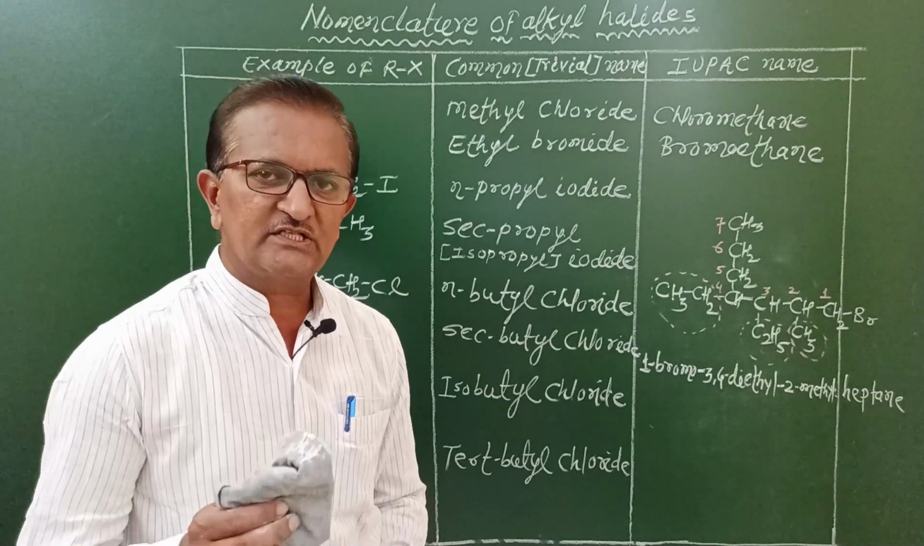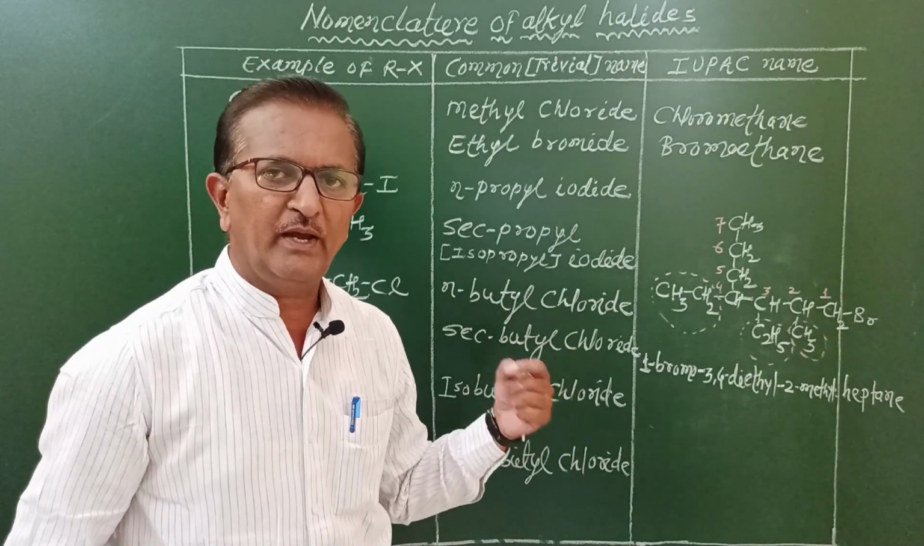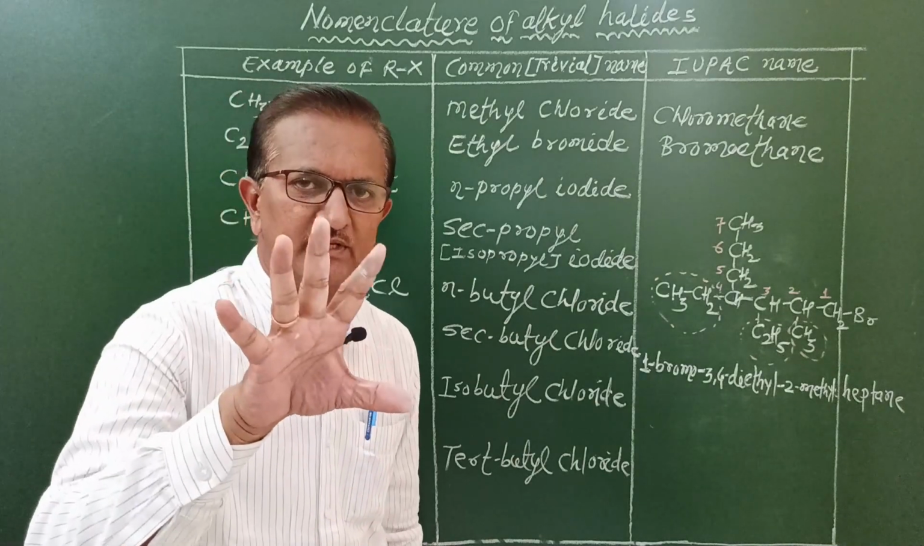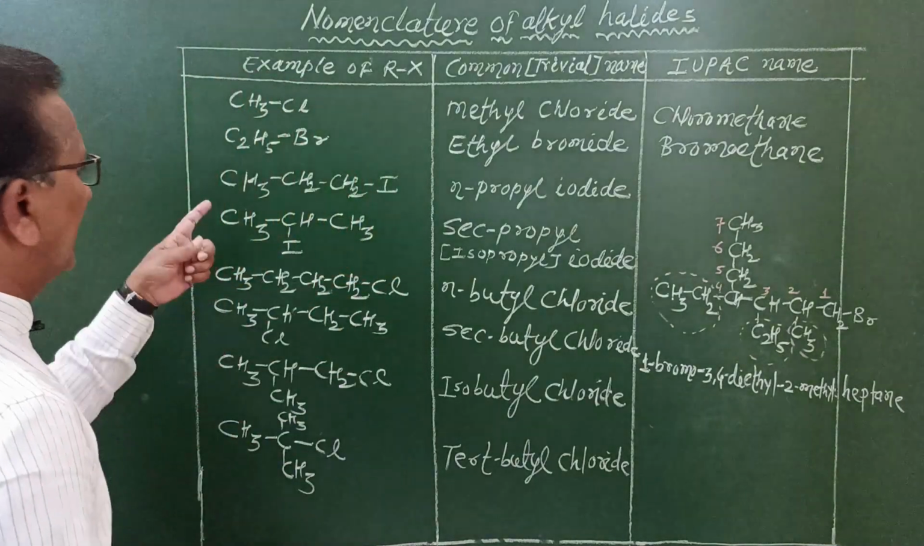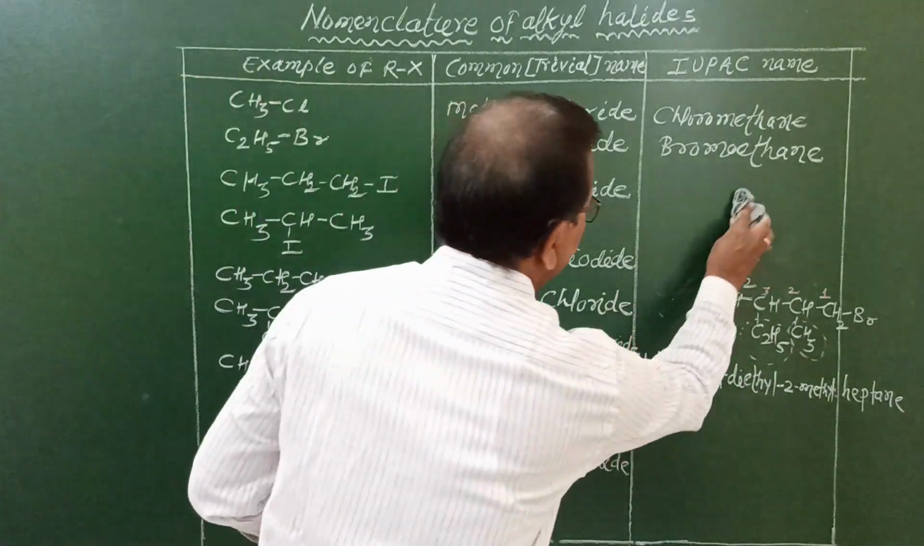Okay. So in this way we have to derive IUPAC names. We must remember at least these 5 rules. Now let us see the IUPAC names of these compounds.